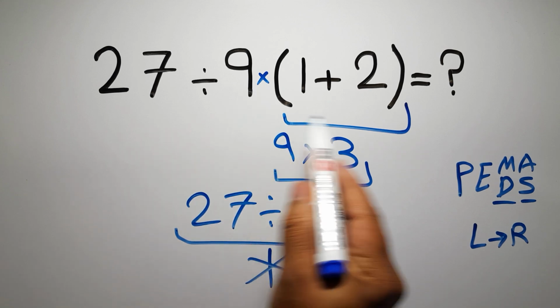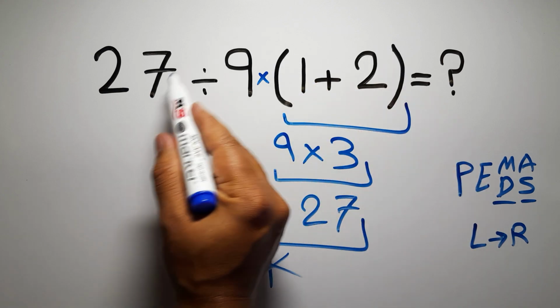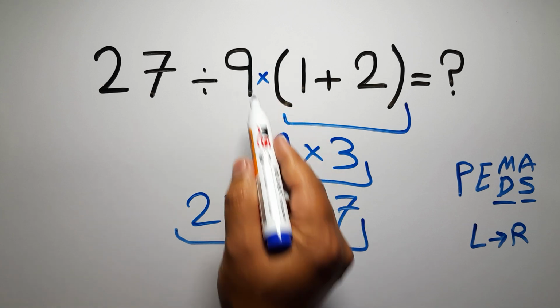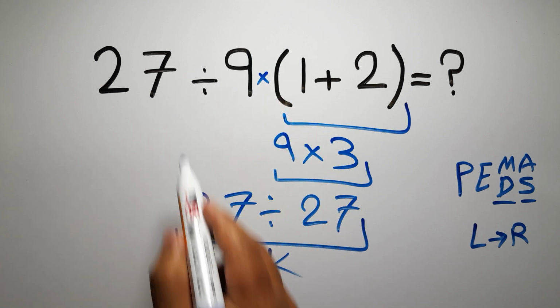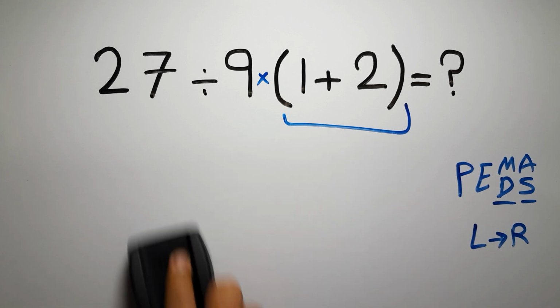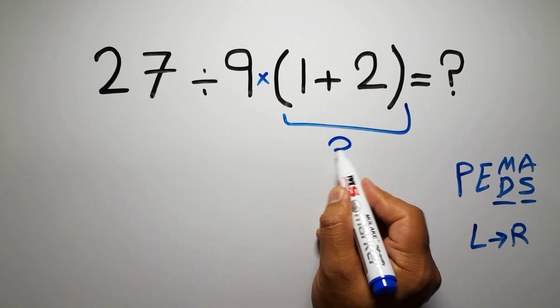Okay, so according to the PEMDAS, first we have to do this parenthesis, then this division, and finally this multiplication. If we do this multiplication before this division, it is wrong. So first this parenthesis, 1 plus 2 gives us 3.